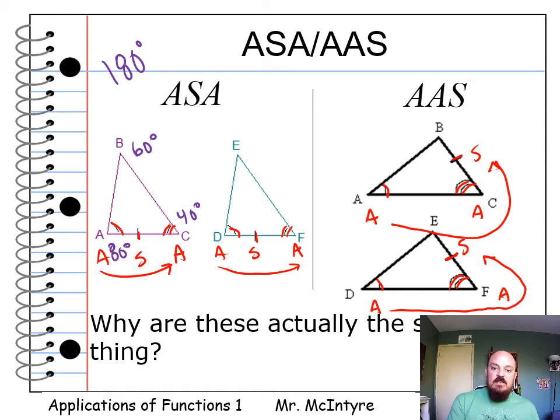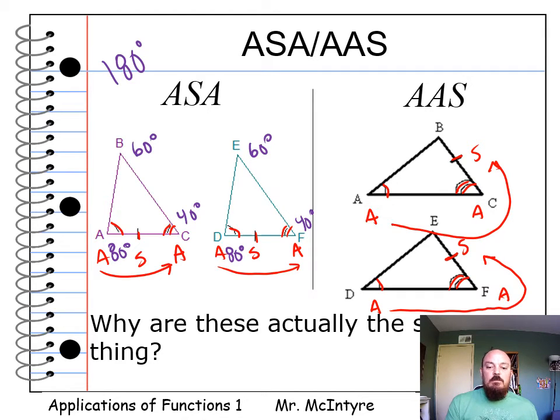Well, if A is the same as D, then D is also 80. And if F is the same as C, it's also 40. And if I add those up and subtract from 180, I get 60 here too. So the idea, and there's actually a name for it, it's called the third angle theorem. It says if two angles of a triangle are the same as two angles of another triangle, the third one automatically also is.